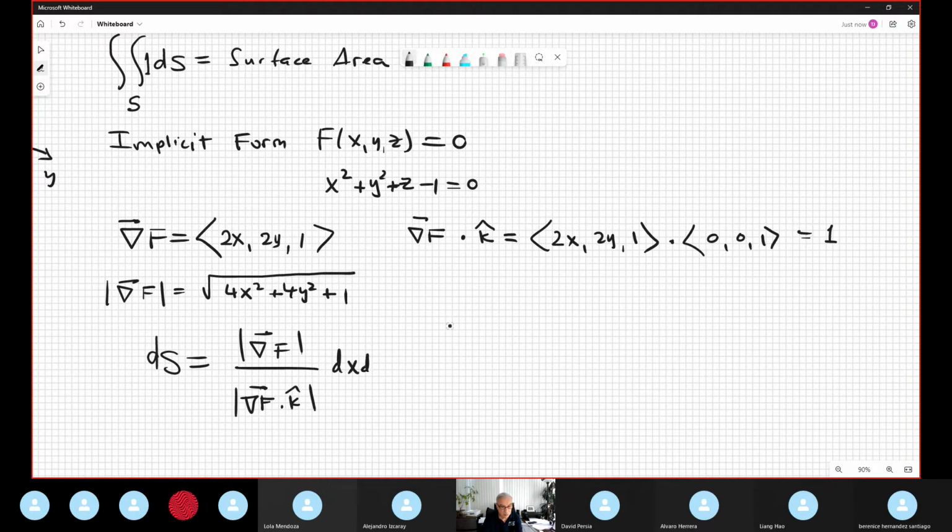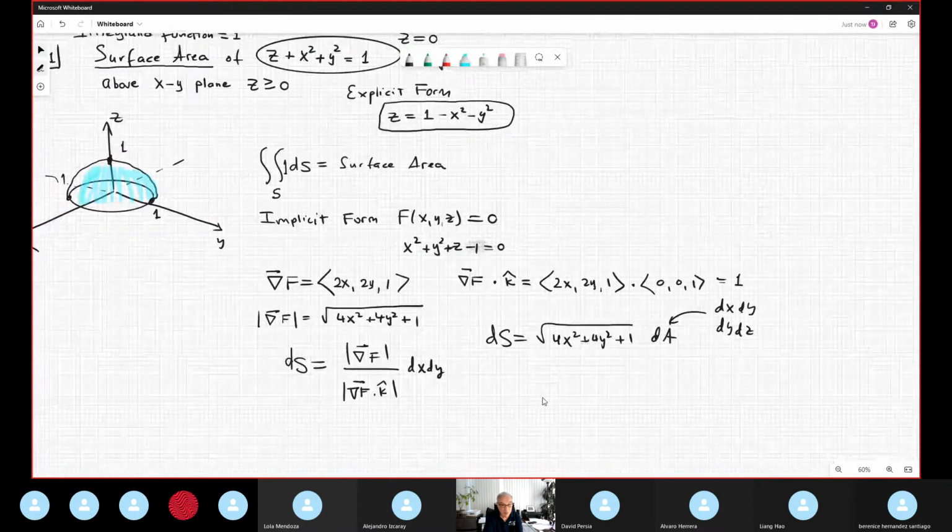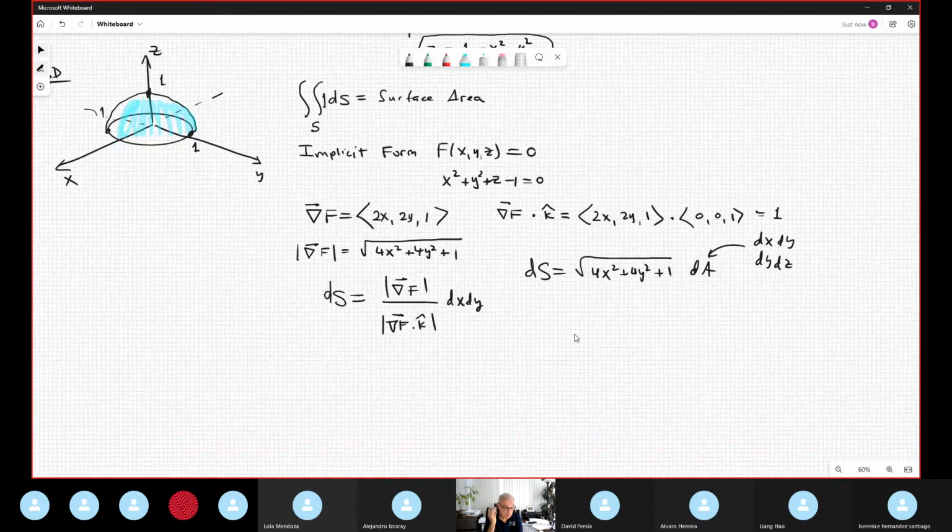And this is dx dy. In this case, the bottom part is 1, and the top part is this. So basically, our dS is the square root of 4x squared plus 4y squared plus 1 dA. And dA, I know is dx dy or dy dx, according to the best way we need to do. Okay, so, do we finish? Of course, no, we don't. We finish when you have a numerical value, the surface area of this.